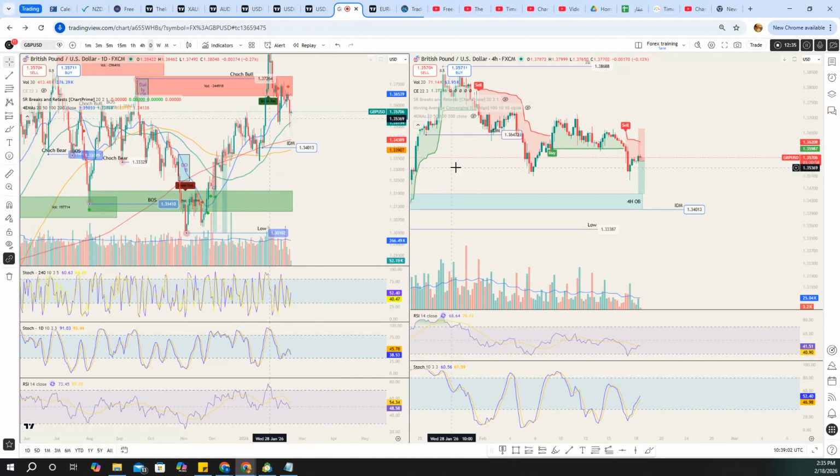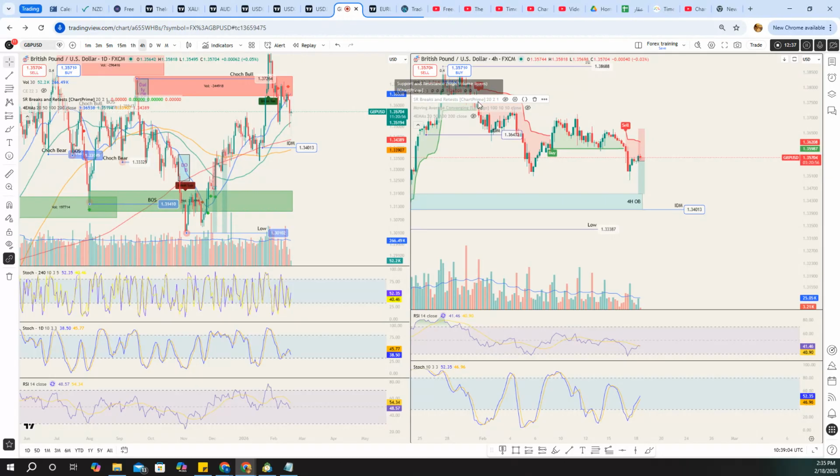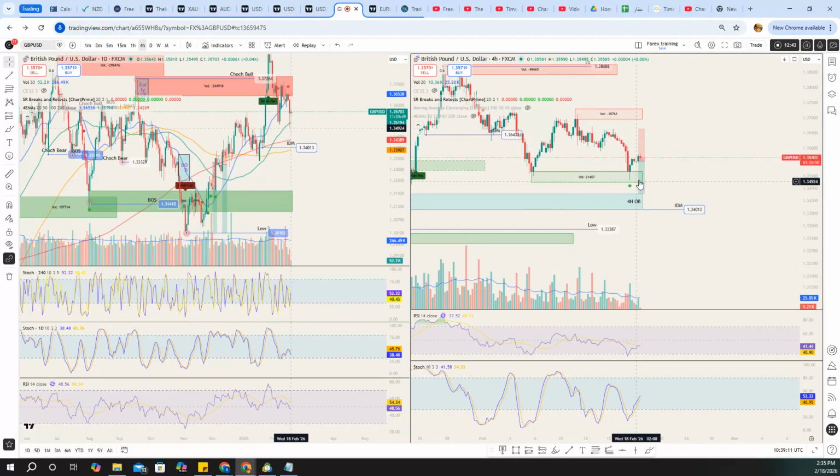On the 4-hour, let's clean this and get the support and resistance. We have a support here, which is not a very strong support. The volume of that support is not high enough, and you can see it's kind of transparent, not very transparent, but it's not as solid as this one.